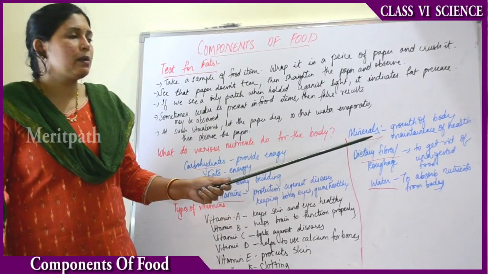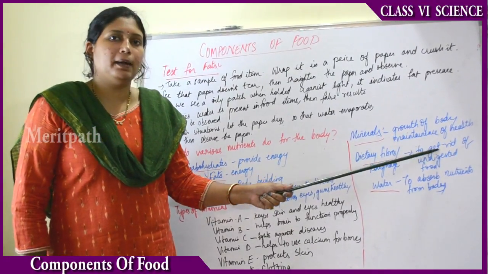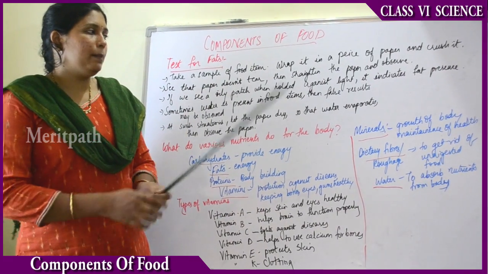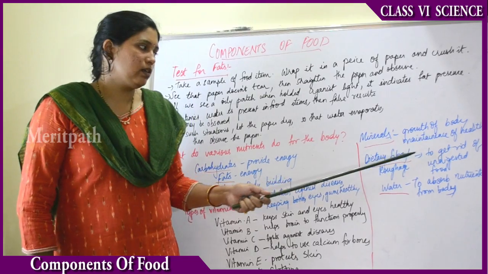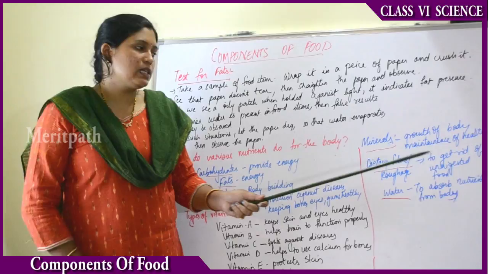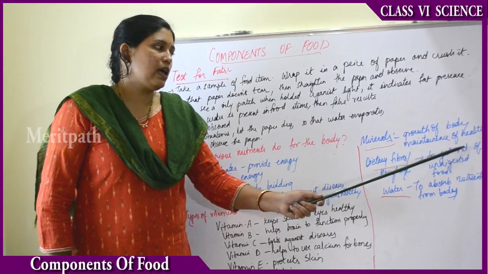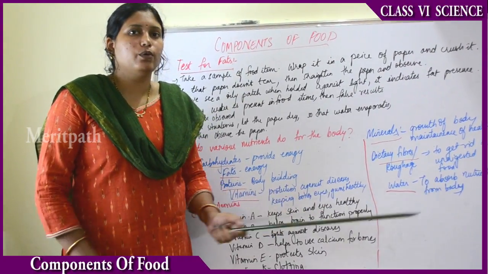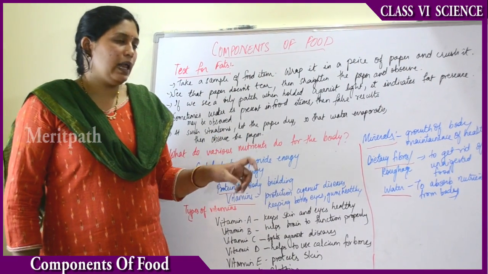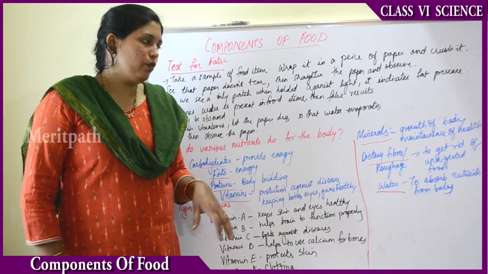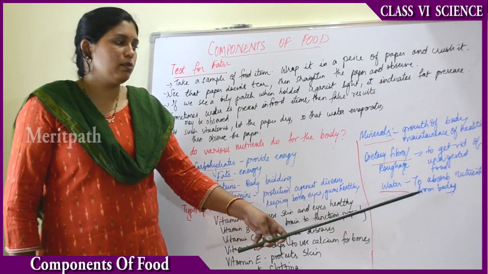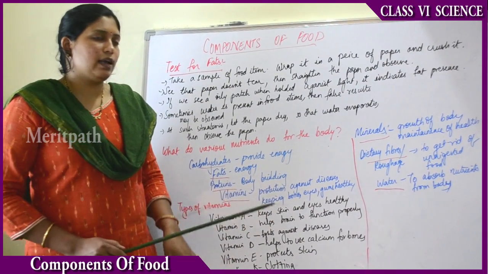Then minerals. Minerals help in the growth of the body and maintenance of the health. And minerals are required in small quantities. Then dietary fibers or roughage. If we eat fiber rich food, it helps in digestion. So dietary fibers help us to get rid of the undigested food. Specifically, dietary fibers do not provide any nutrients. They only help us to get rid of the undigested food. Then lastly, water. Water helps to absorb all these nutrients from the body. So water is also essential.